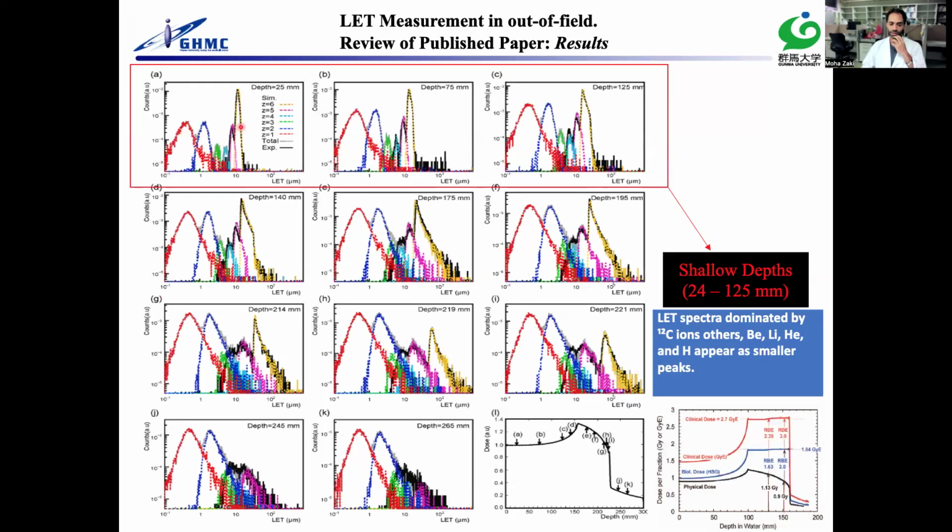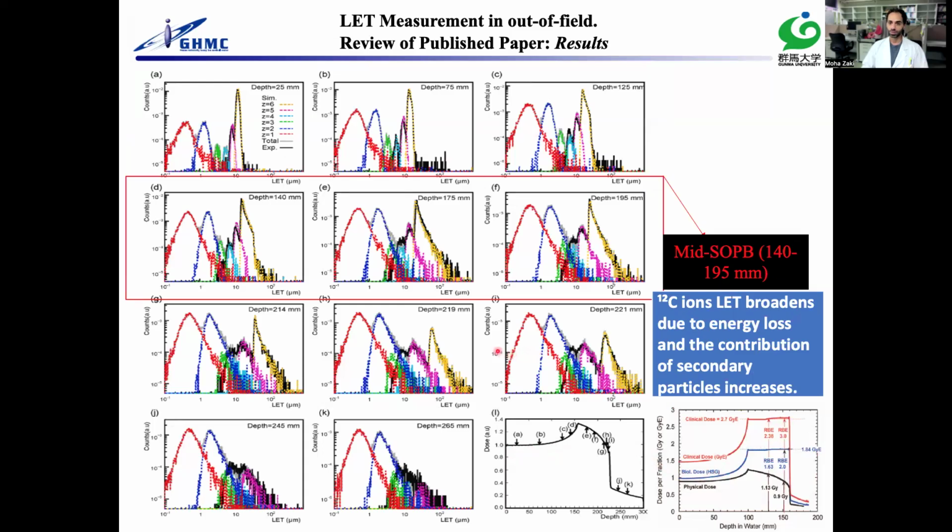At the shallow depth, from 24 to 125 millimeters, the LET spectra dominated by carbon ions is the highest, more than the others, and other particles, the secondary particles and fragments, appear as smaller peaks. This is this area here, A, B, C, the shallow depth, corresponding to this area here.